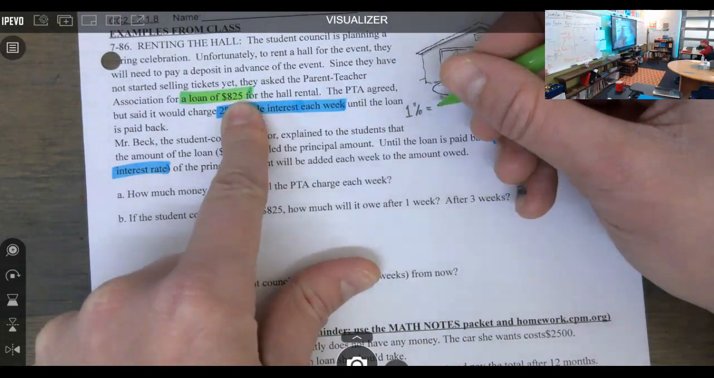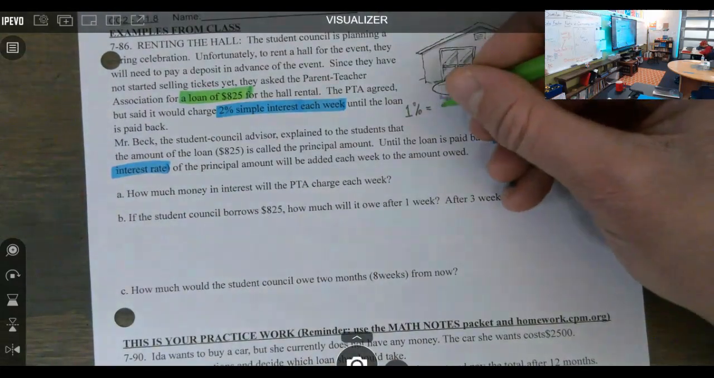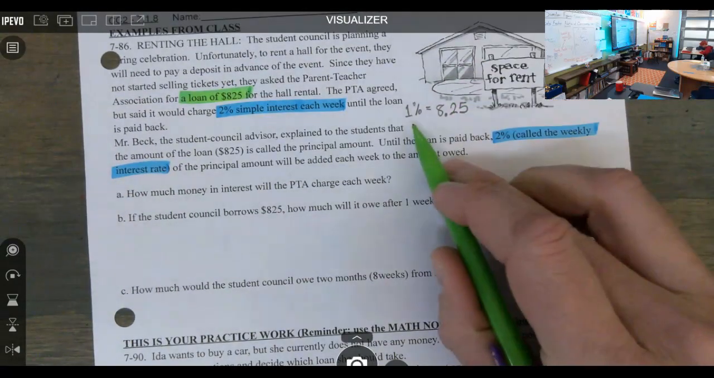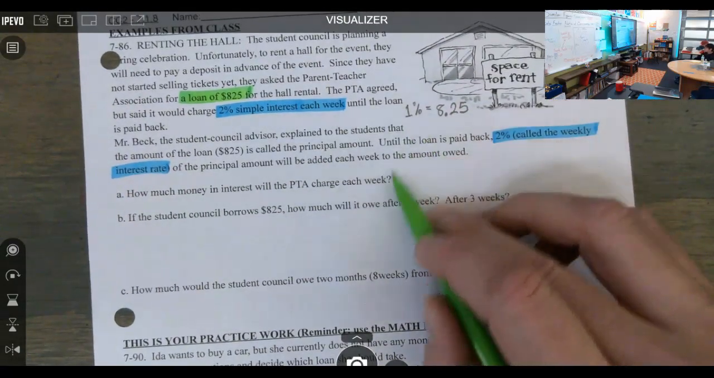What's 825 divided by 100, Owen? 82.5. Ooh, careful. No, 8.25. So that's 1%. So what is our 2% for each?